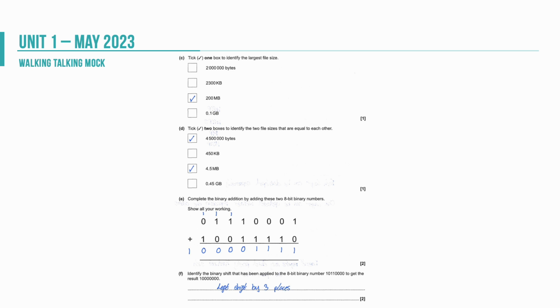We're then asked to identify the binary shift that's taken place on two binary numbers. And the answer there is a left shift by 3 places. You just need to compare the two numbers and think, right, what has happened? In which direction have they moved? And I can see that the second number has moved to the left 3 times from the number you're given in the question.